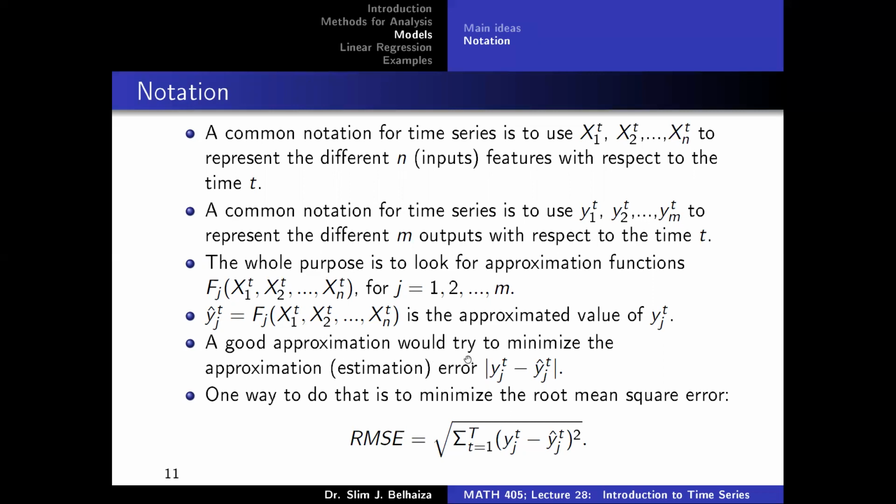A good approximation would try to minimize, of course, the approximation or the estimation error, which is measured by the absolute value of the difference between yjt and y hat jt. One way to do that is to minimize what we call the root mean square error, RMSE, which is the square root of the sum of the squares of the errors.